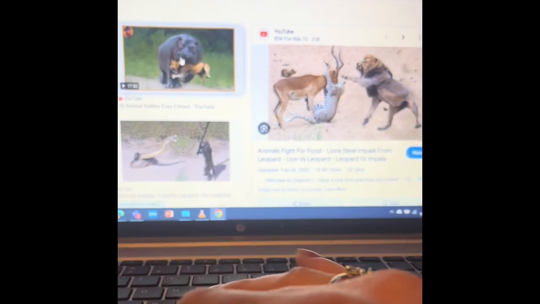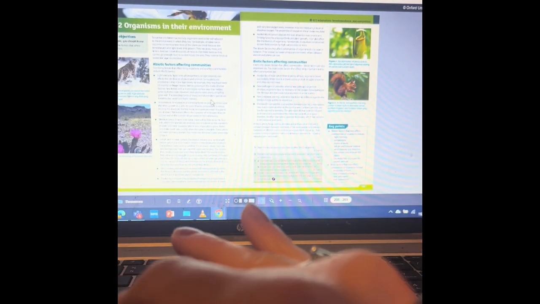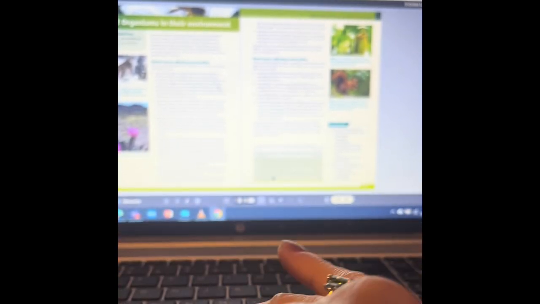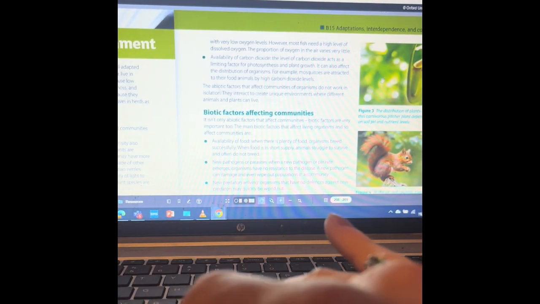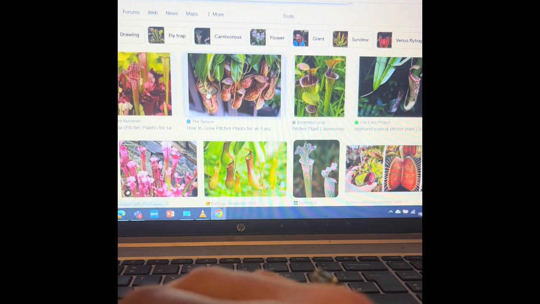Okay, going back to the textbook, this is again just talking about different things that species compete for, and they've got all weird and wonderful ways that they can adapt. This guy over here is a prime example. You will have seen about it. This is called a pitcher plant. So the pitcher plant is kind of thought of as carnivorous.